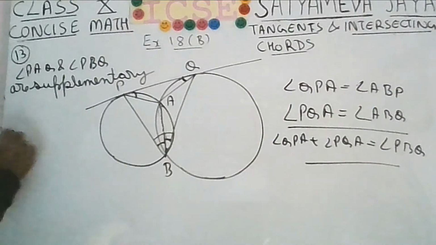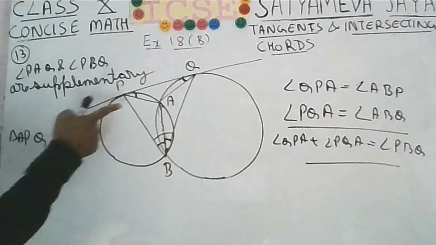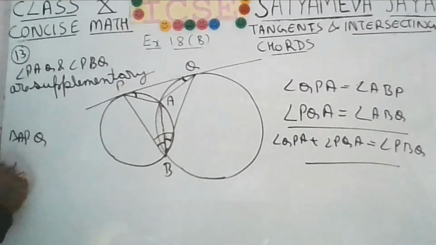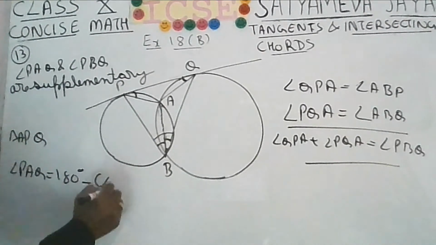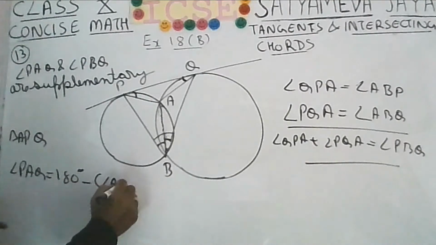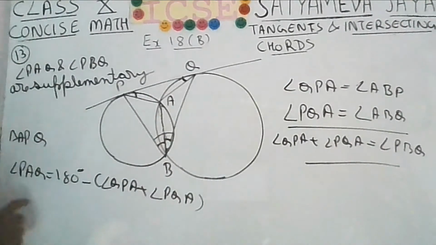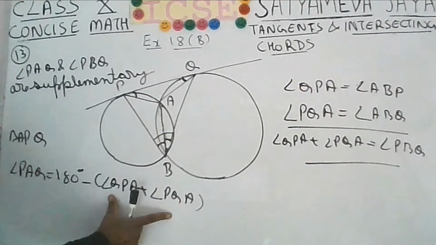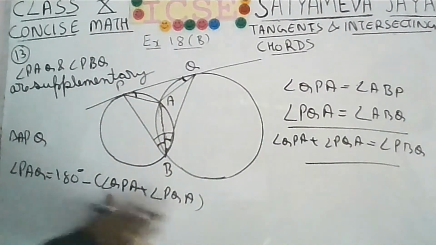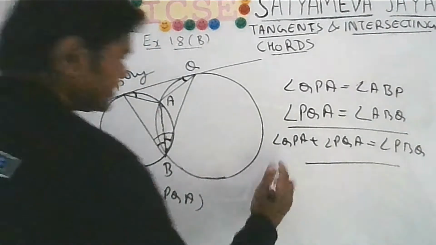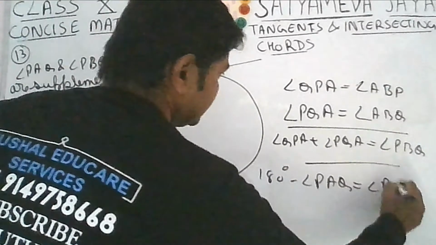Now in triangle APQ you can make use of the angle sum property. By angle sum property, the sum of the three interior angles will be 180. So you can say that angle PAQ will be equal to 180 degrees minus the sum of angle QPA and angle PQA. So this will be equal to 180 degrees minus angle PAQ. This will be equal to angle PBQ.